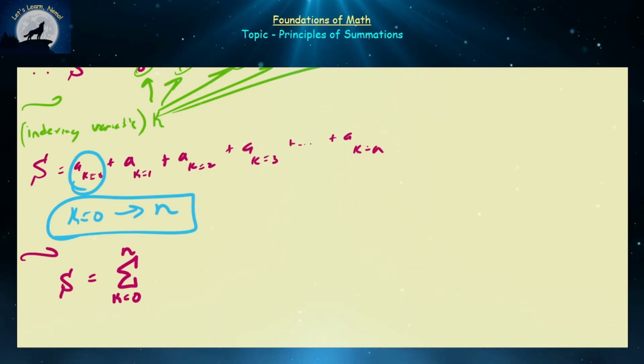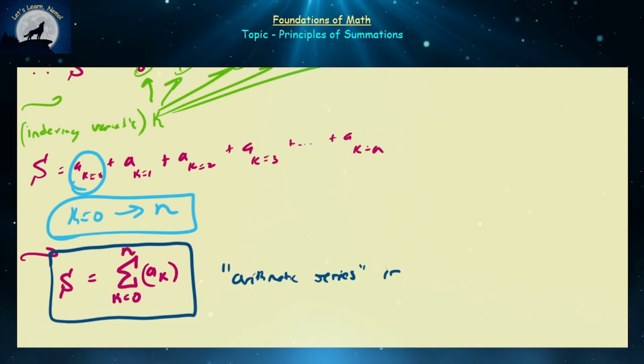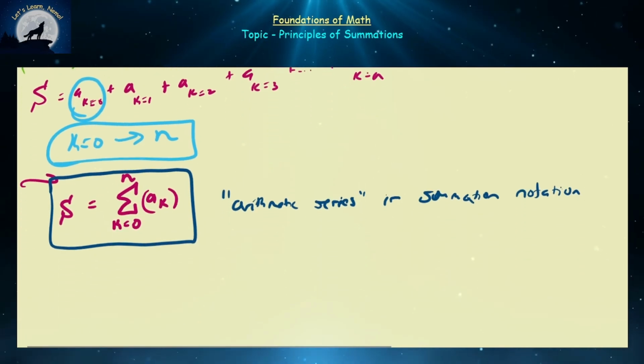So all we're going to do is just sum the values of ak. So this is the common way of representing an arithmetic series. So this is the arithmetic series, and usually we can say that this is in summation or sigma notation. Okay?